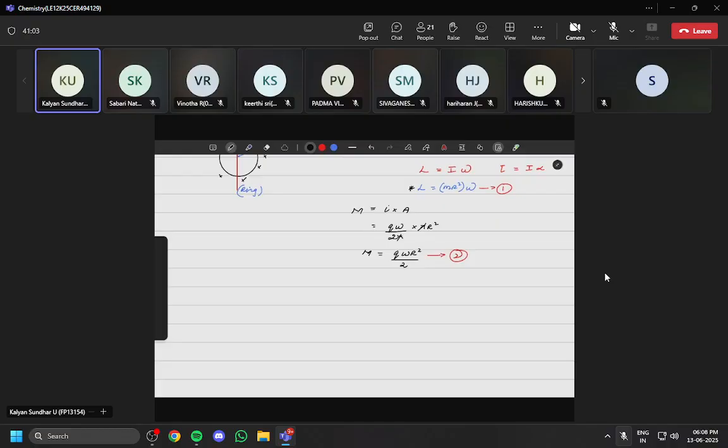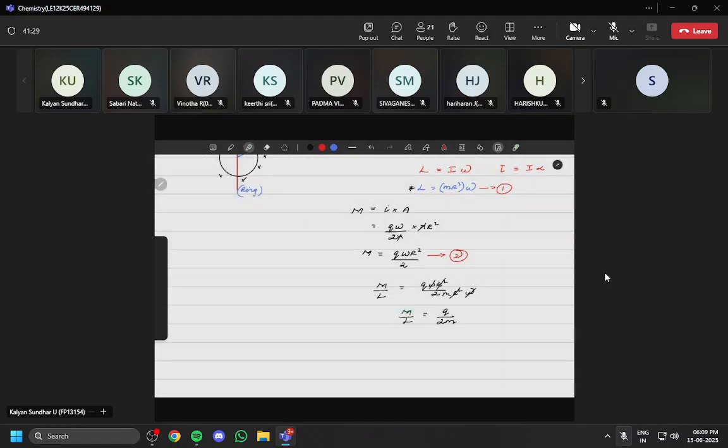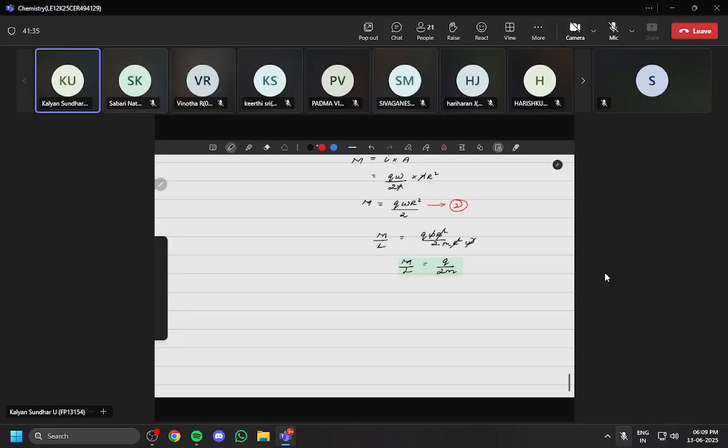Now again divide these two equations. So m by L will be equal to q omega r square divided by 2 into divided by m r square omega. The r square gets cancelled, omega omega gets cancelled. So m by L will be equal to q divided by 2m. From here you will be finding out the value of your m. This is only for the ring, correct?